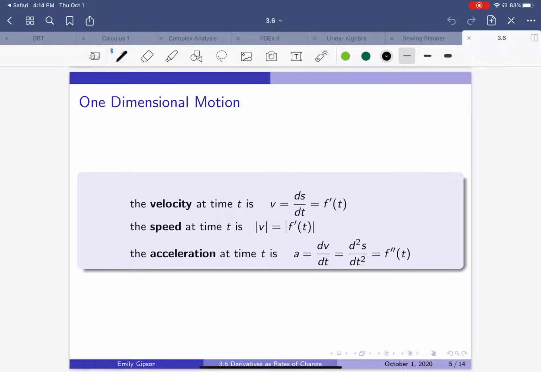Furthermore, the acceleration at time t is the second derivative, or it's the first derivative of velocity. And so we get dv over dt, or d squared s over dt squared, or f double prime of t. All of these are interrelated, and it's important to keep in mind these interrelationships when we work with word problems. And especially if you have not taken college physics yet, you'll see a lot of this in college physics.